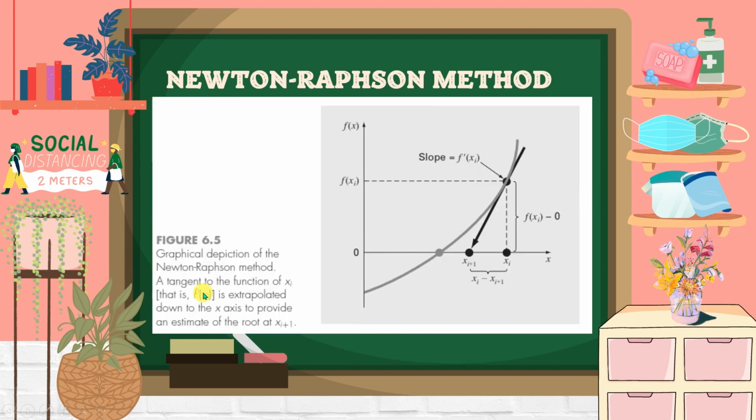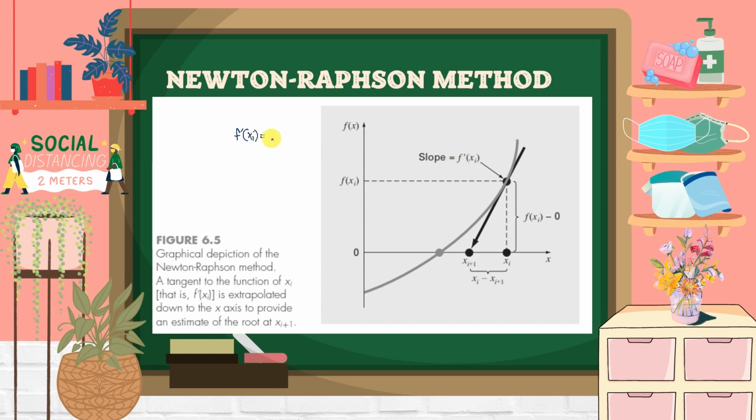This figure 6.5 is the graphical depiction of the Newton-Raphson method. A tangent to the function of x sub i, that is the first derivative of the function x sub i, is extrapolated down to the x-axis to provide an estimate of the root at x sub i plus 1. So we have the first derivative at x sub i. We all know that the first derivative at x sub i is simply the slope.